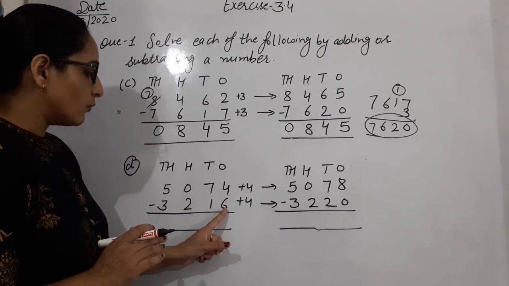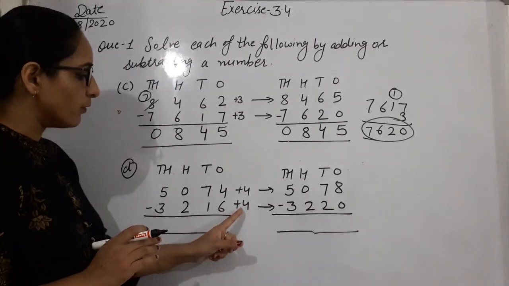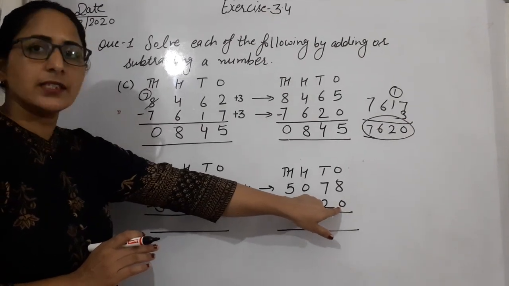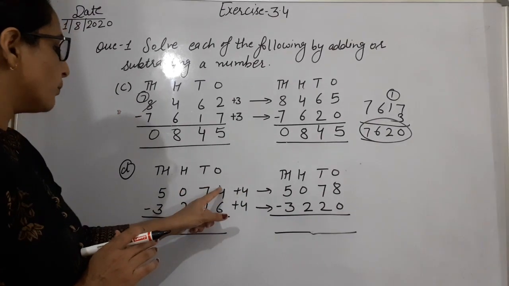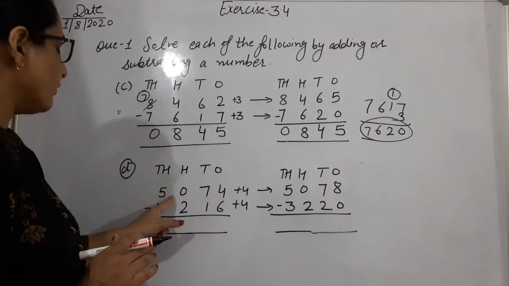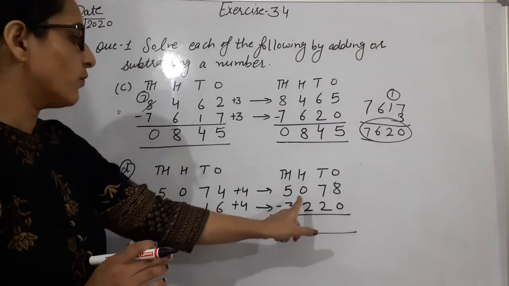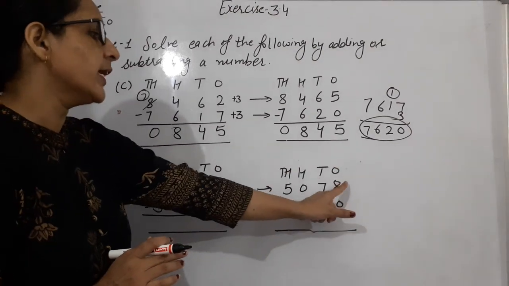Clear? So how do we do it? If we subtract 6, otherwise we add 4. 6 plus 4 equal to 10. Here we get 0 now. Clear? So we add 4 in both numbers. 5074 plus 4 equal to 5078. 4 plus 4 equal to 8.